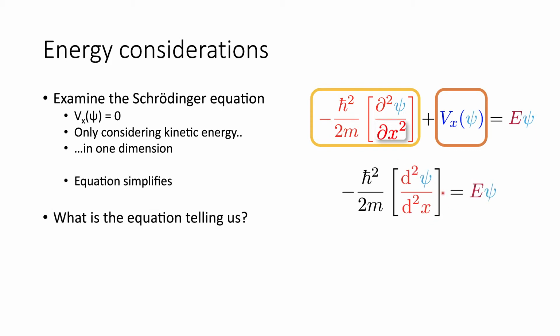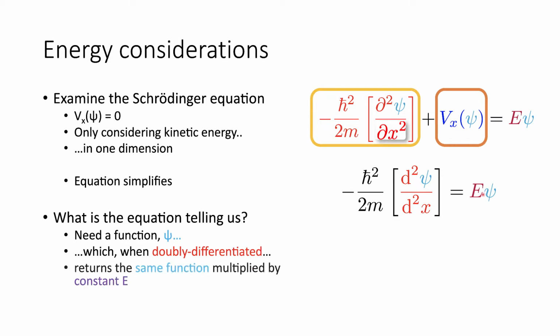So what is this equation telling us? Fundamentally, it's telling us that we need a function, our psi, as a function of x, which, when we do a double derivative, so when we find the second derivative of that function, we get the same function out again multiplied by constant e. And this is how these differential equations work.